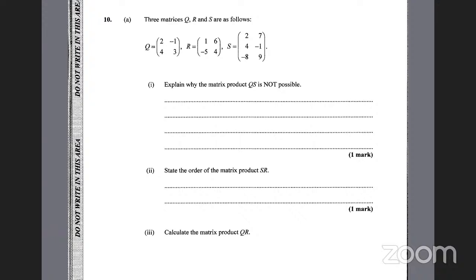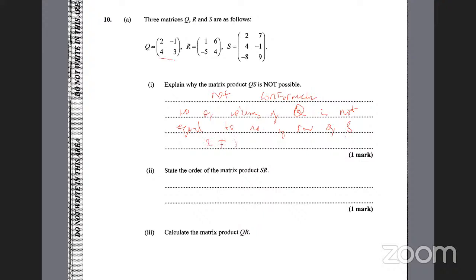Explain why this product QS is not possible: because it's not conformable, right? Which simply means the number of columns of Q is not equal to the number of rows of S. Basically, 2 is not equal to 3.